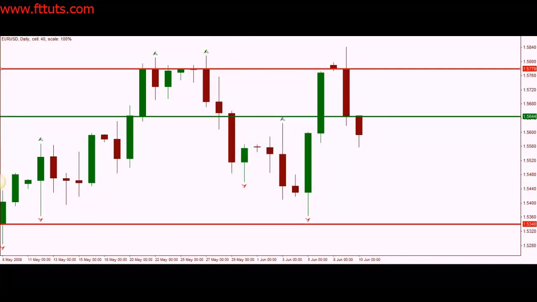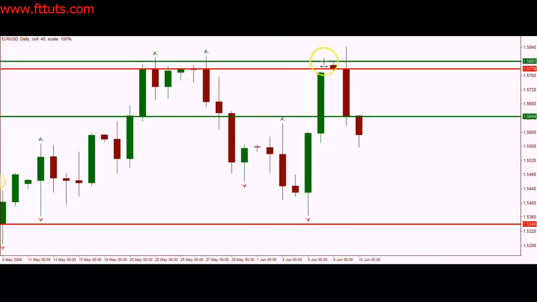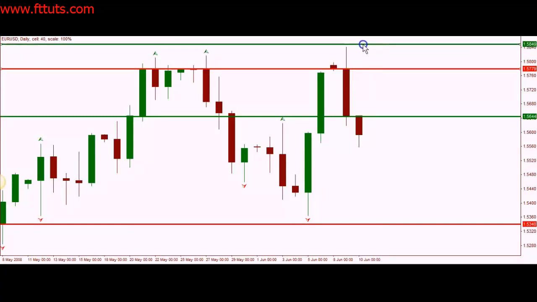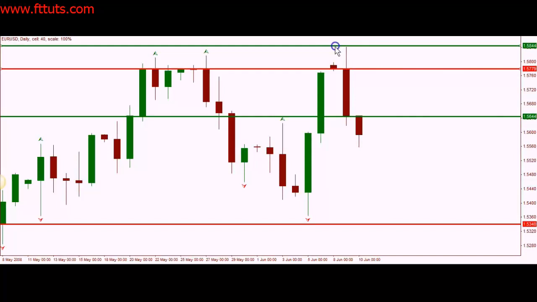Okay, and then my stop loss has to be minimum at this candle here. But ideally I would want it up here, so you can see how big the risk is. The risk is very big, but ideally that's where you're going to want to have it.